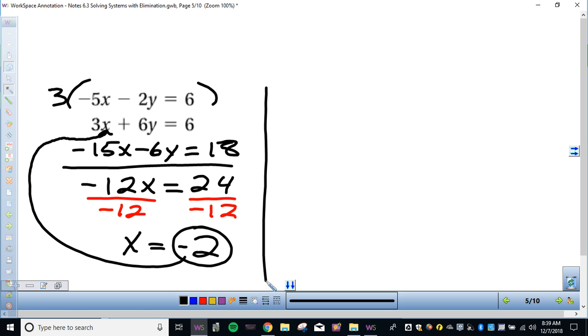Then I plug it into top. But I could plug into either. It totally doesn't matter. Right? Still get same answer either way. So 3 times negative 2 plus 6y equals 6. Write that down, please.